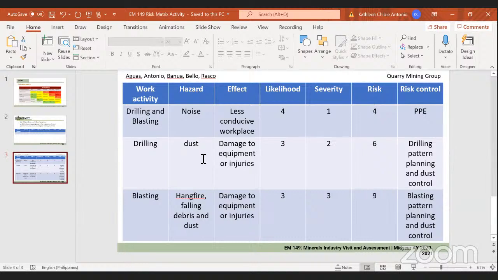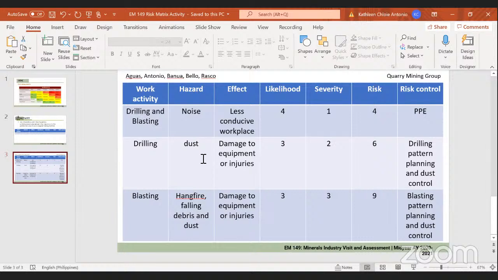So for the second one, yung work activity po is nasa drilling, and yung hazard niya is dust, and its effect may be the damage to the equipments and injuries to the workers because it may lead to dust inhalation leading to lung damage. So yung likelihood niya is 3 and the severity is 2, and yung risk na in-evaluate namin results to 6. Tapos yung sa risk control po, this can be avoided or lessened when the mine employs drilling pattern planning properly, as well as dust control.